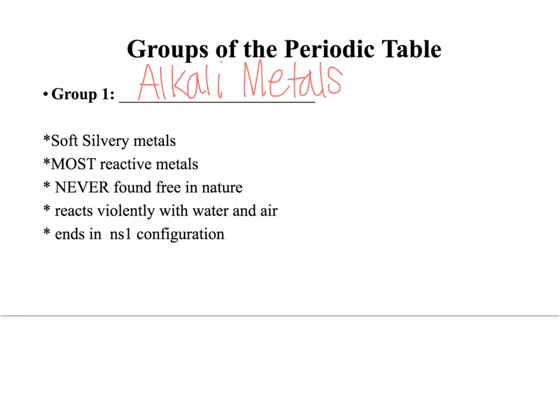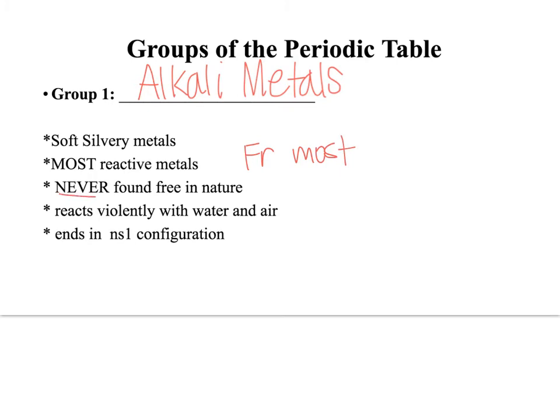So group 1 is known as the alkali metals. And some of the characteristics of those are that they are soft, silvery metals, so soft in fact that you can cut them with a knife. They are the most reactive of the metals. As a matter of fact, they get more reactive as you go down the group. So francium would be the most reactive of the ones in group 1.